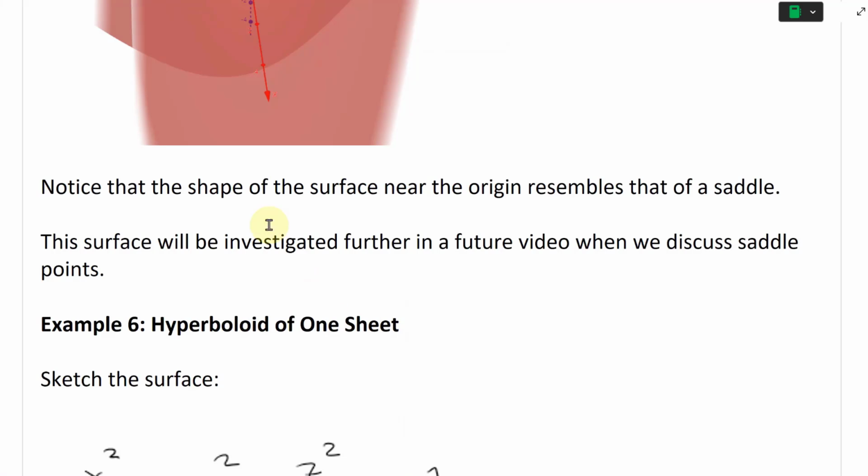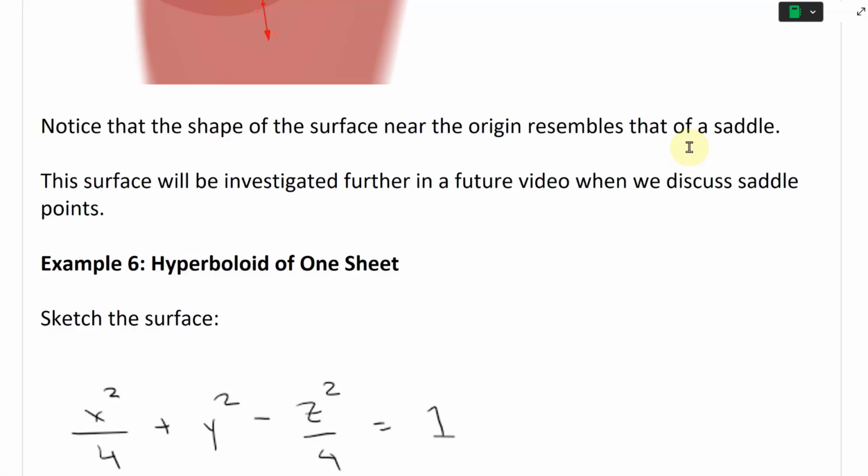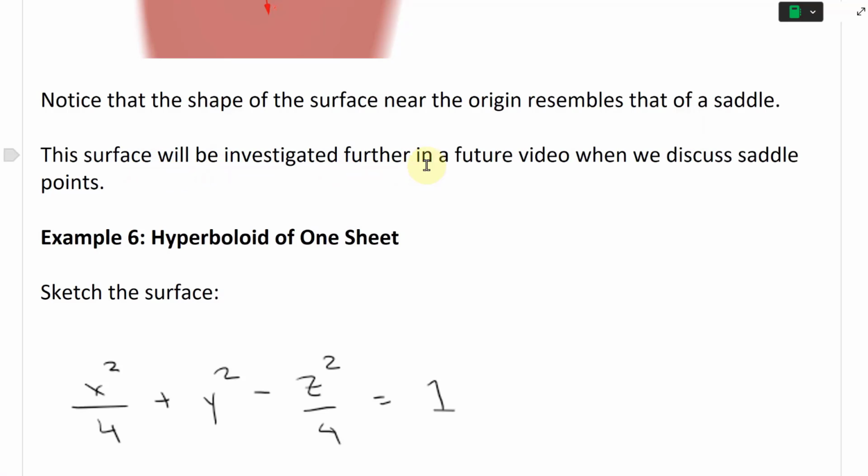All right. And so notice that the shape of the surface near the origin resembles that of a saddle. This surface will be investigated further in a future video when we discuss saddle points.